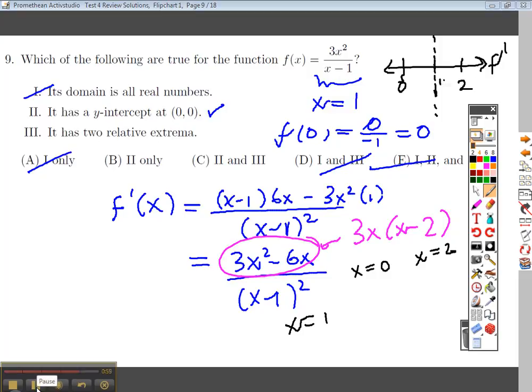If you notice, the only thing that really matters is this guy, because the bottom is always going to be positive. So if I plug in a number to the left of 0, a huge negative number, this is negative, so overall it's going to be positive. If I plug in a number like a half, this is positive, this is negative, so it's going to be negative. So it went up and down, and then it hits an asymptote. If I plug in a number between 1 and 2, like 3 halves, this becomes positive, this becomes negative, so overall negative. And if I plug in a huge number like 100, positive, positive, so it becomes positive. So you can see clearly that it does have two relative extrema, so the correct answer needs to be C.